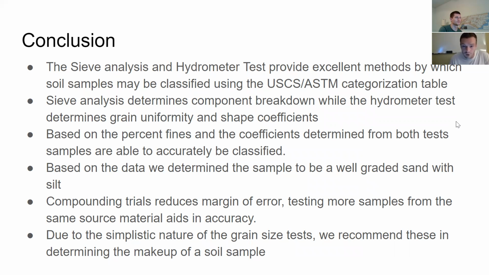This test is far more reliable than the specific gravity test, as it grants a larger range of values to parse. The greater availability of data allows for a more accurate sample determination. Testing more samples of the same source material will help mitigate margins of error. From the data provided to us, we determined the sample to be a well-graded sand with silt. Due to its simplistic procedure and straightforward results, the grain size distribution tests are our choice of experimentation in order to determine the makeup of a soil sample.